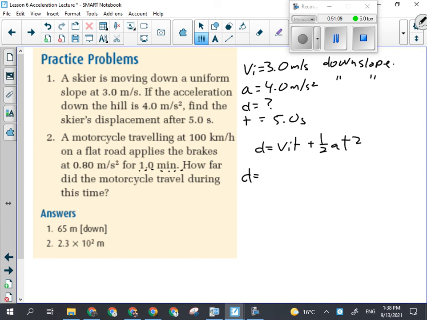D equals 3.0 times 5 plus 1/2 times 4 times 5 squared. Right? When I do that, I should get 65 meters, down slope or downhill. Questions on the first one?